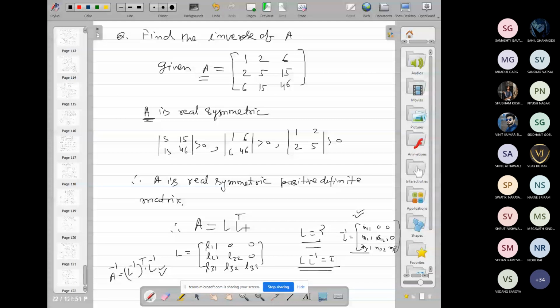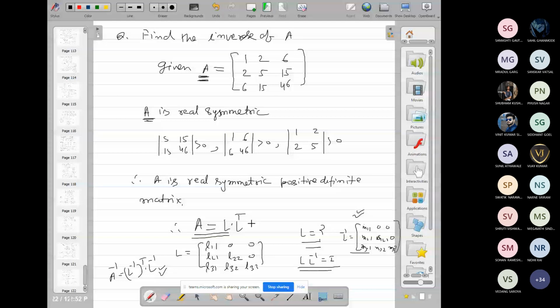But the limitation is that A should be real symmetric and positive definite. If A is not real symmetric or not positive definite, then this method is not applicable. Why? In that case, this A is equal to L into L transpose is not true. Okay, you please solve this.